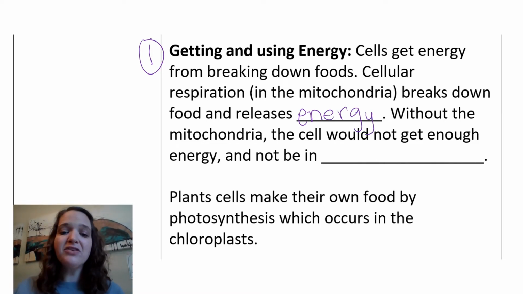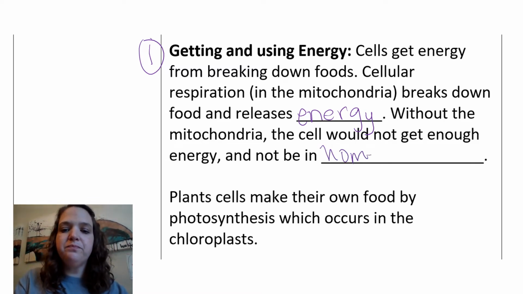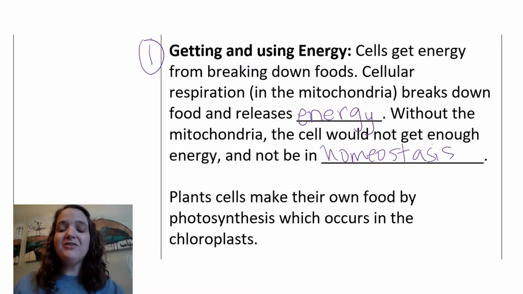Without the mitochondria, the cell would not get enough energy and it would not be in homeostasis. Now, plants actually are doing the same thing. They also have mitochondria in a plant cell. However, since plants have chloroplasts in them, they don't have to gain nutrients from the food they eat. They just make their own food through photosynthesis.